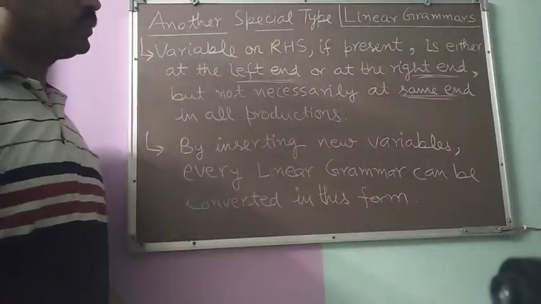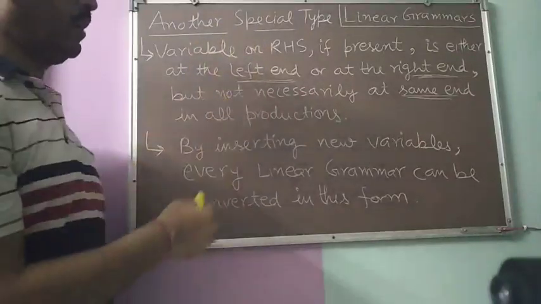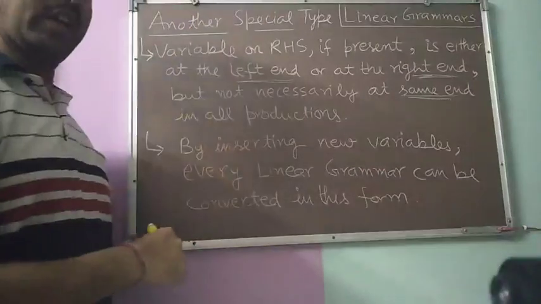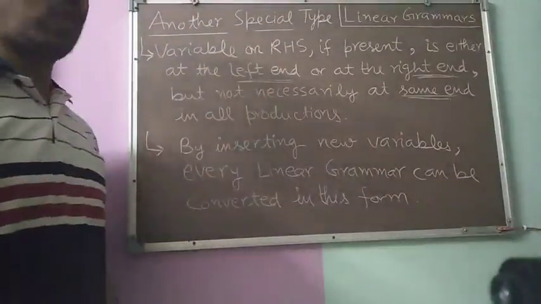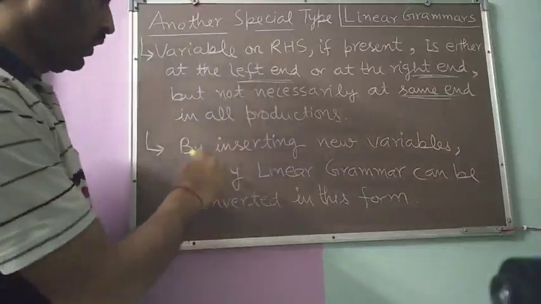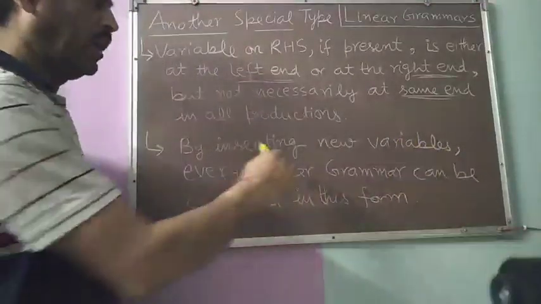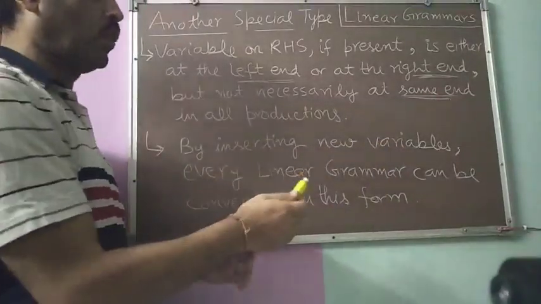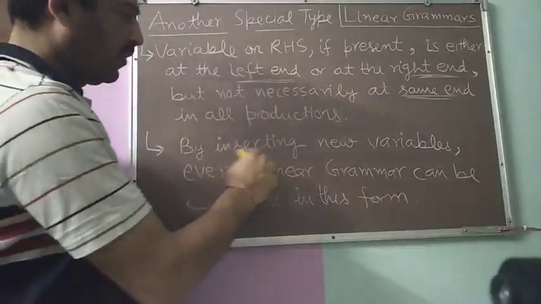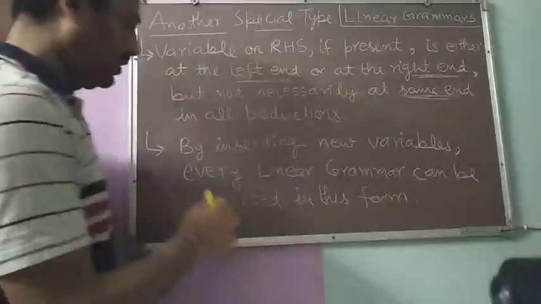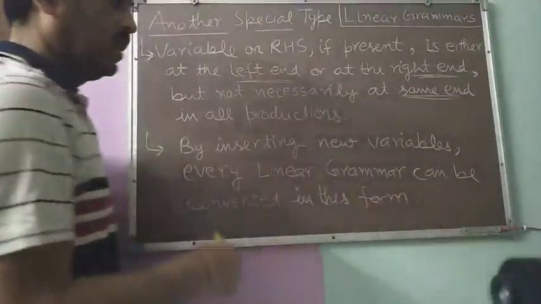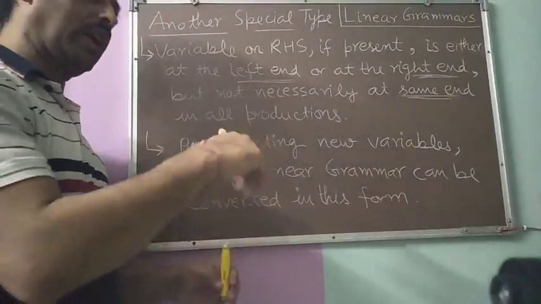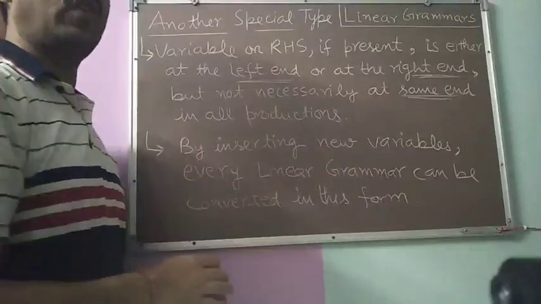So it is also another special type, and the beauty of this special type is that every linear grammar can be converted to this form without affecting the language of it. How will we do it? We will do it through the insertion of new variables. Through one example, we will look at how we can do this. We will insert some new variables to convert a linear grammar into this particular form. So every linear grammar can be converted into this form by introduction of new variables.